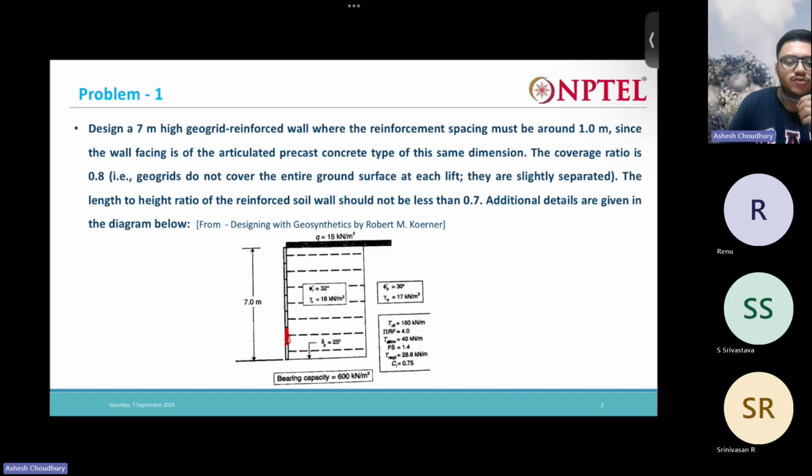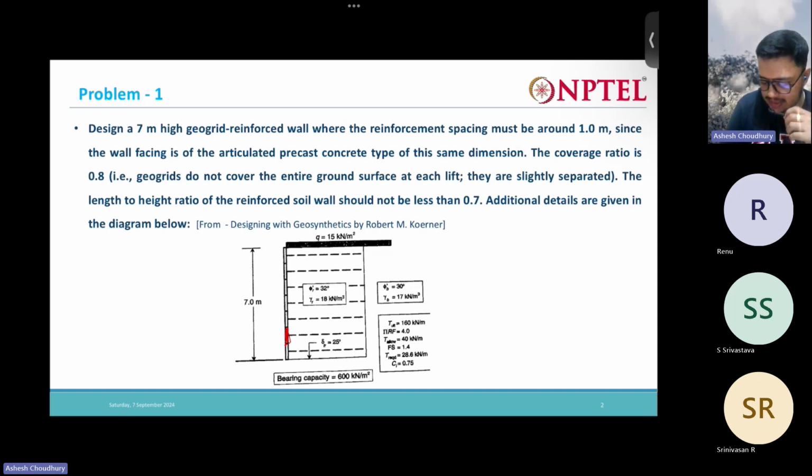The height of the wall is given as 7 meters, and then we have the properties of the backfill. The friction angle of the backfill soil is 30 degrees and the unit weight is 17 kilonewton per meter cube. The properties of the reinforcement are also given.